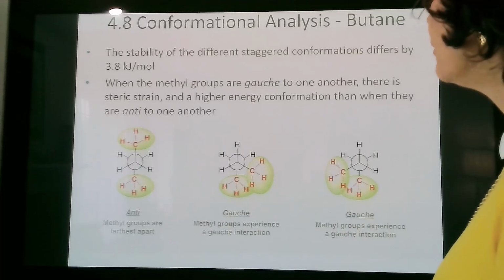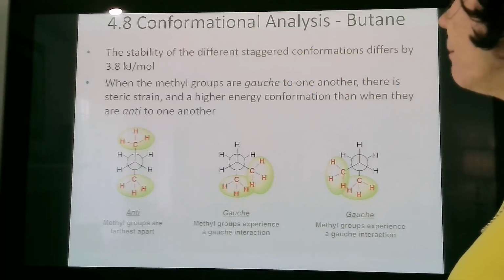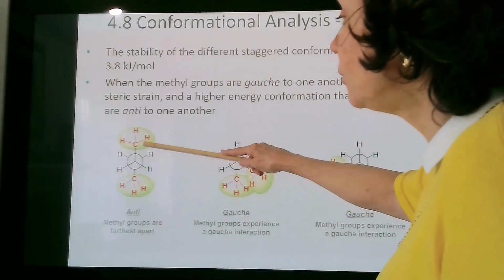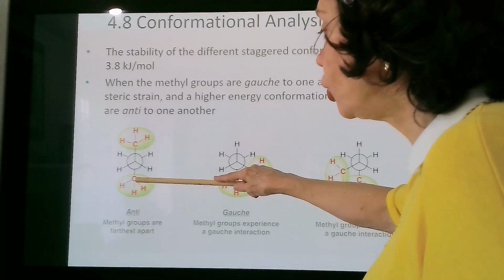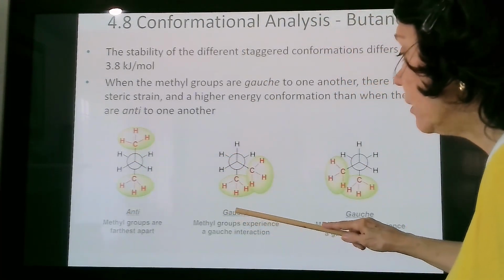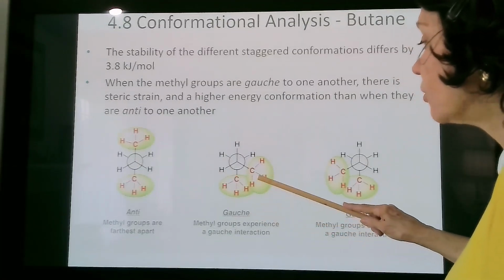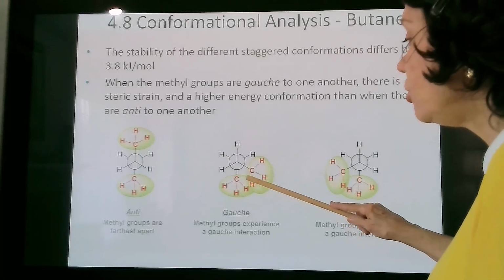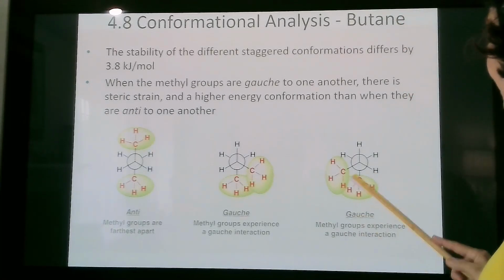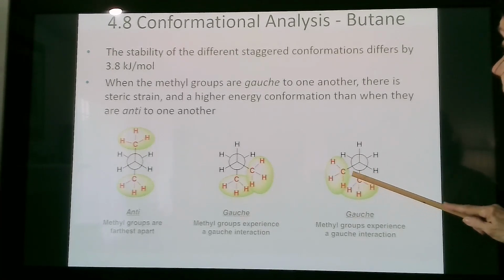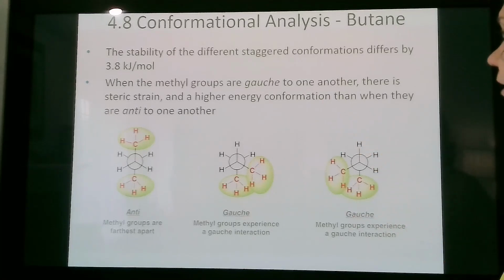The stability of the different staggered conformations differs by 3.8. And so here these methyls are said to be anti to each other because they're pointed in opposite directions. They're farthest apart. And this one, notice its spelling, this is called gauche because they are next to each other and they do experience some steric interaction. This is also a gauche conformer. This is the same as that, because of the symmetry of the molecule.